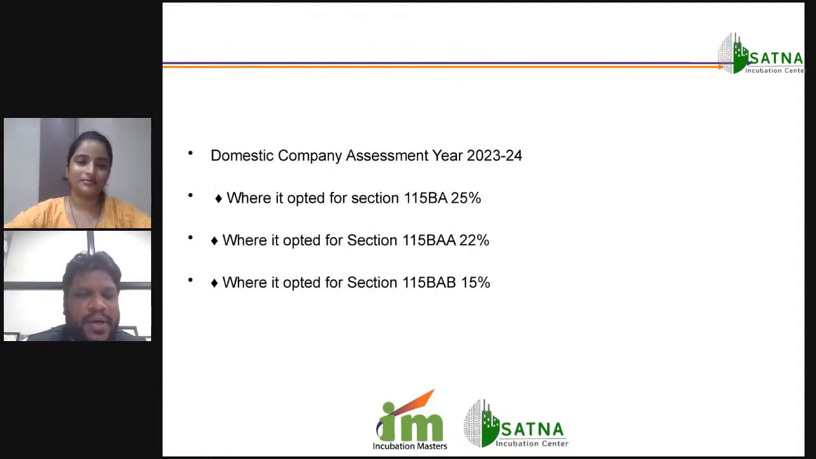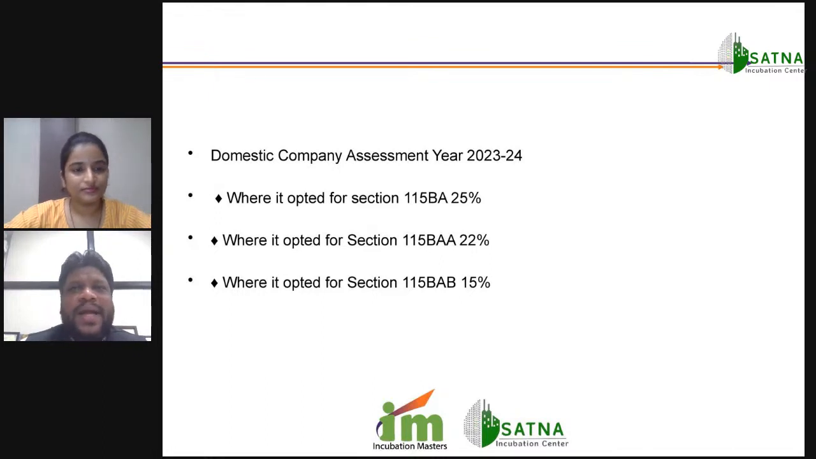You have to file your return, even a nil return, and you have to pay. You have to file the ROC returns, because many times with startups, they are doing very good business, running at very good scale, but on the taxation point of view, definitely you need advice and guidance from a professional.